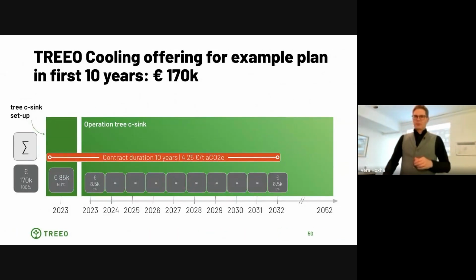So in this case, the pricing model, you would have with the same example, 170,000 euros overall, with an upfront payment of 85,000 euros and 8,500 euros every year. So this is the multi-year scenario over 10 years. It's a little bit more expensive, but I think it's still doable, right?